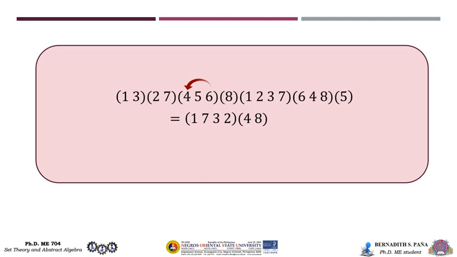Next, let us have 5. So 5 maps itself on the right side, and on the left side, 5 maps to 6. Therefore, the product of the cycle is equal to 1, 7, 3, 2, 4, 8, 5, and 6.